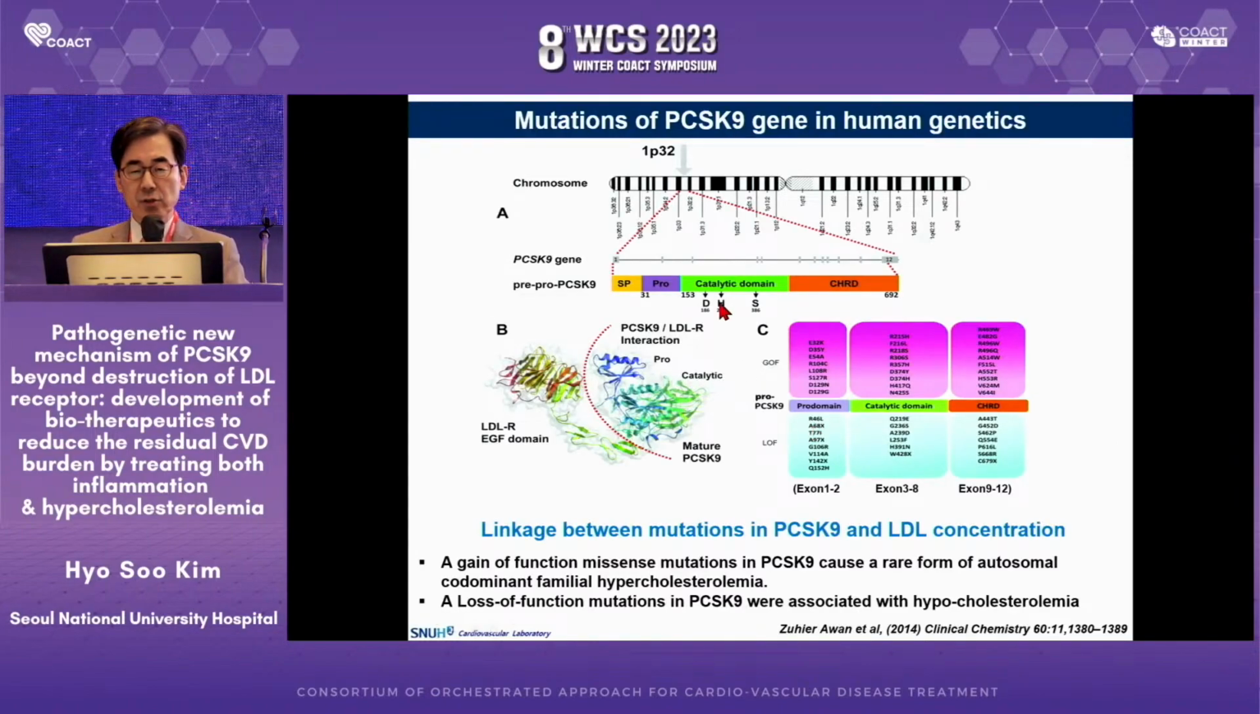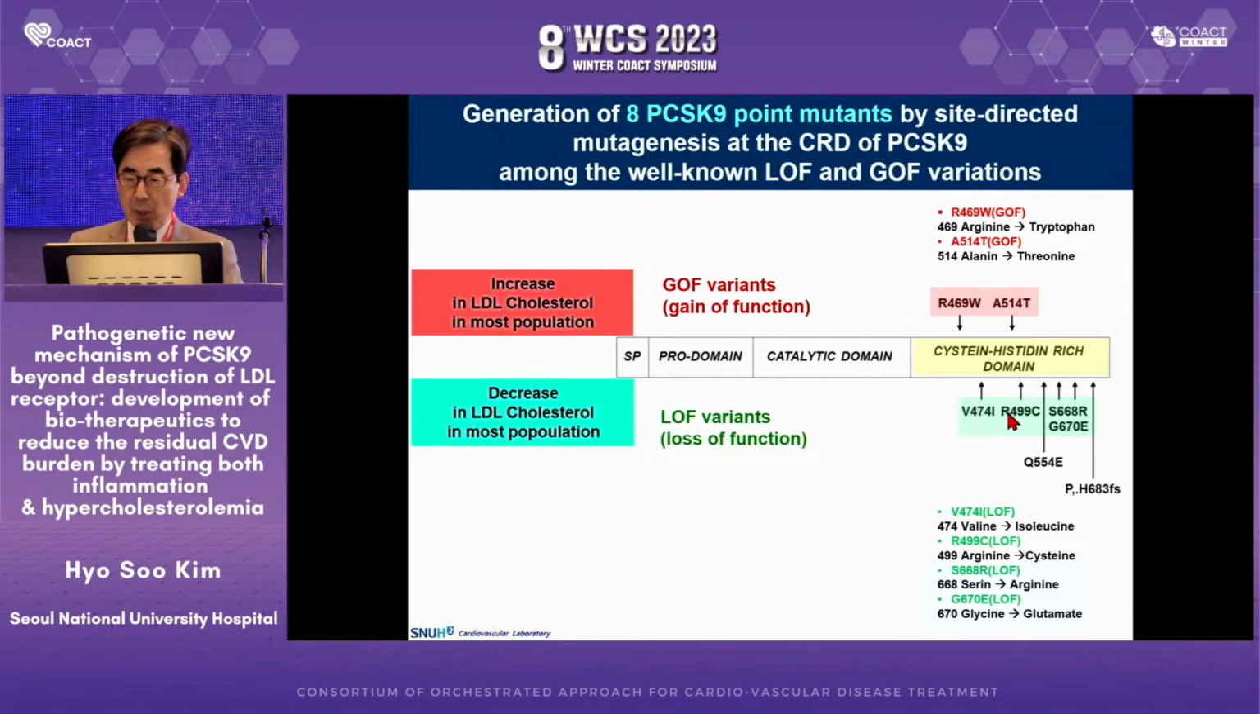There are several mutations of the PC9 gene in humans, like this: bad mutation, gain of function; good mutation, loss of function, encompassing exons 1, 2, 3, 8, 9, and 12. This is the prodomain, the catalytic domain, and the cysteine-rich domain. This is a very important motif to bind CAP. Thus, we focus on 8 gene mutations: 2 bad mutations and 6 good mutations.